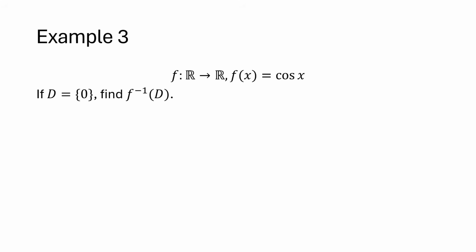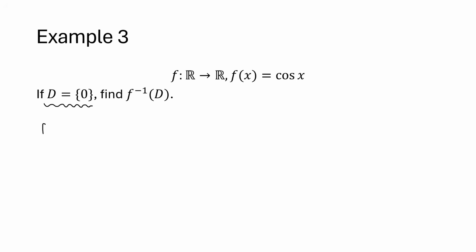For our third example, let's take a look at the inverse image. So in this case, we have a set D. It's a subset of our codomain. It is the singleton containing the element 0. We want to find the inverse image of D. What exactly does it mean?